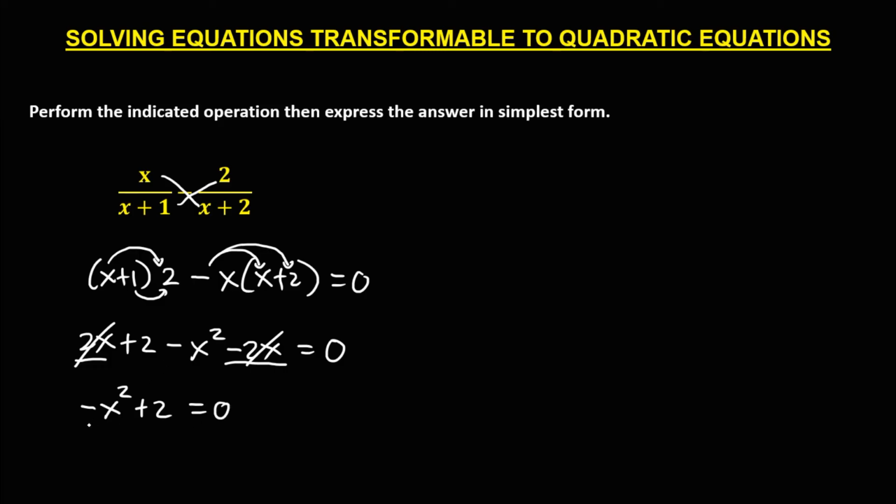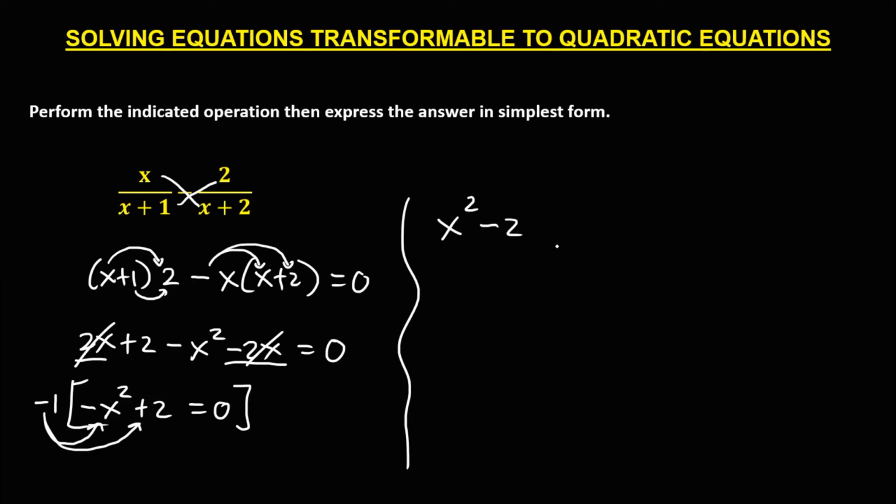Then to make the first term positive, we just need to multiply the whole equation by negative 1. So negative 1 times negative x squared becomes positive x squared, and negative 1 times positive 2 becomes negative 2, then equals 0. So this is now the quadratic equation.